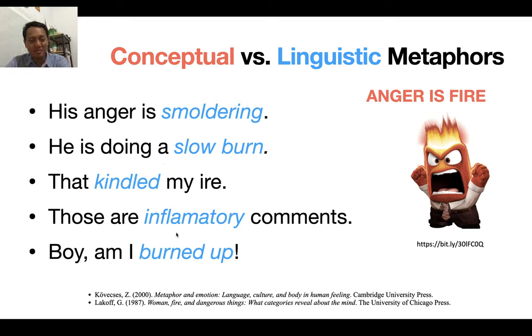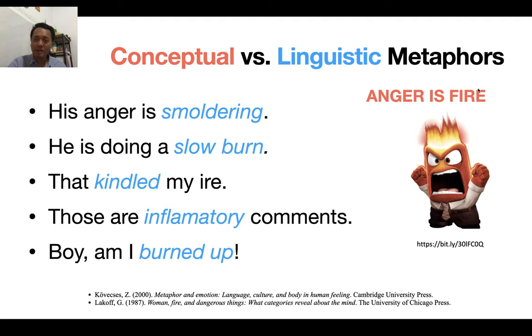Okay, so we try to understand anger in terms of fire. We use the concept of fire, the behavior of fire, to talk about the behavior of something abstract such as emotion, especially anger. And these words that are used metaphorically in language are called linguistic metaphors. The concept that emerges from looking at this set of examples, that we talk about and understand anger in terms of fire, is called a conceptual metaphor.